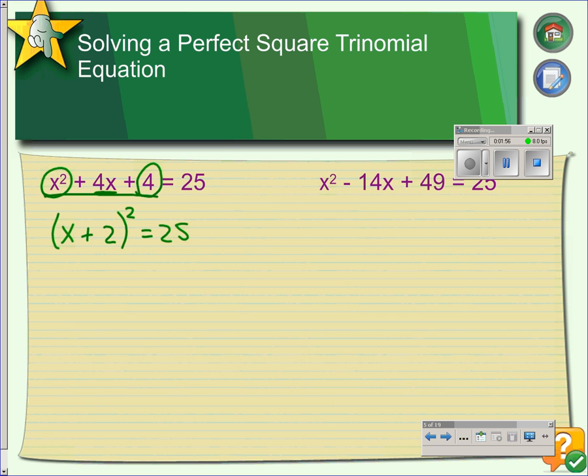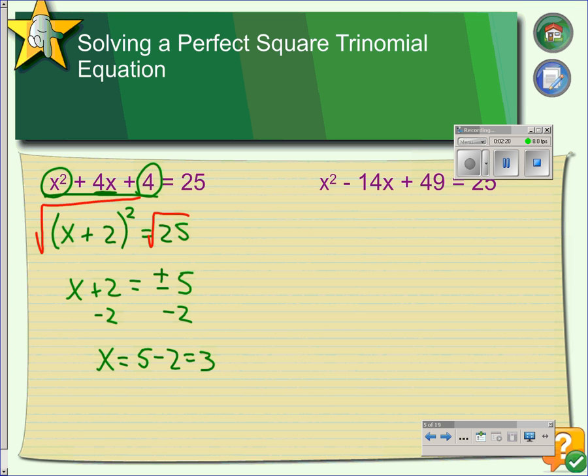So we're trying to solve this equation, trying to isolate the variable. So what we would do is take the square root. That'll eliminate the squared part of this factoring. So we have x plus 2 equals plus or minus 5. Then we subtract 2 on each side, and we get x equals positive 5 minus 2 is 3, and negative 5 minus 2 is negative 7. So you get two different solutions. And you can try this second example.